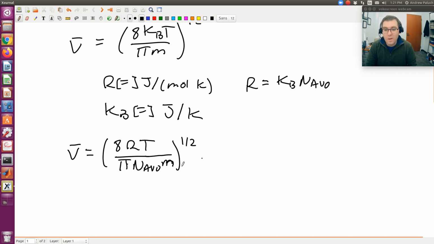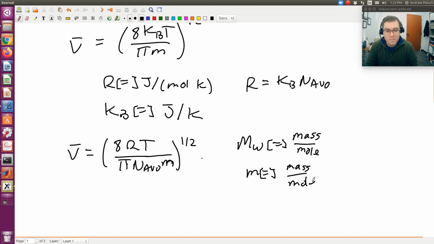So the question is, can we relate this to molecular weight? My molecular weight is equal to the mass per mole, and m here has units of mass per molecule.